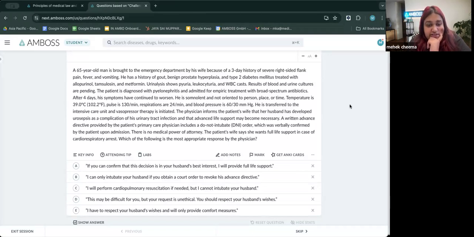So the first option is, if you can confirm that this decision is in your husband's best interest, I will provide full life support. I can only intubate your husband if you obtain a court order to revoke his advance directive. I will perform cardiopulmonary resuscitation if needed, but I cannot intubate your husband. This may be difficult for you, but your request is unethical. You should respect your husband's wishes. I have to respect your husband's wishes and will only provide comfort measures.